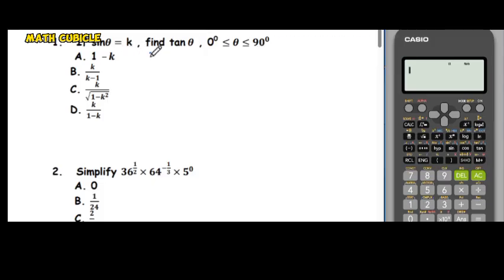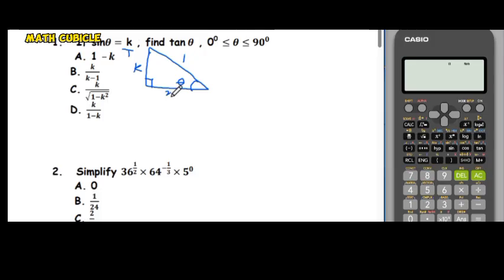The first thing we do is to draw a right angle triangle like that. This is a question on trigonometric ratios. So you draw a right angle triangle, and we'll call this theta. Sine theta, let's assume this is k over 1. So sine theta is opposite over hypotenuse. Opposite is k, hypotenuse is 1.